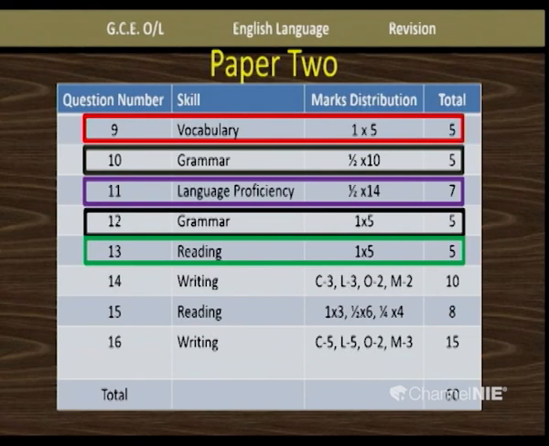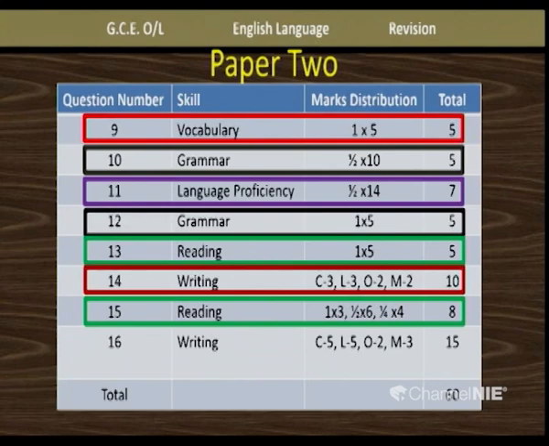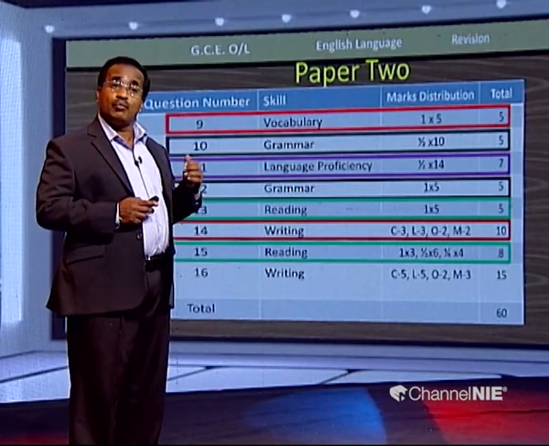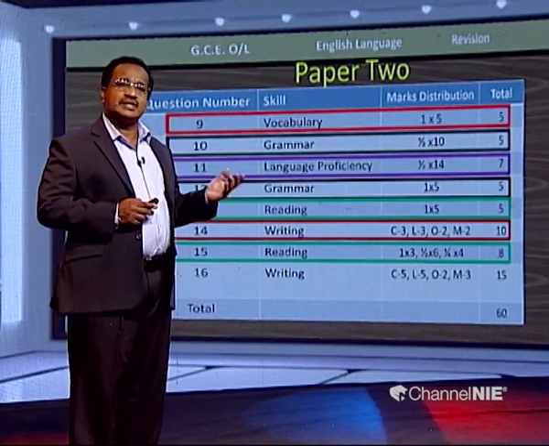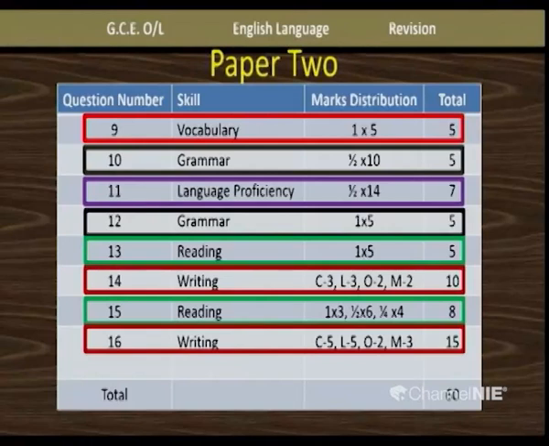Question number 14 is a writing activity. There you can see that you will get 3 marks for the content, 3 marks for language, 2 marks for organization and 2 marks for mechanics of writing. And we have discussed letter writing activities in the previous lessons. So, you can refer to the previous lessons to gain more idea on writing activities. Question number 15 is a reading comprehension. Question number 16 is a writing activity for which you get 15 marks. Content 5, language 5, organization 2 and then mechanics of writing 3 marks. So, that is how you get 60 marks.